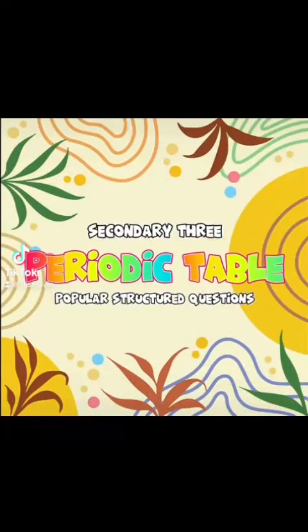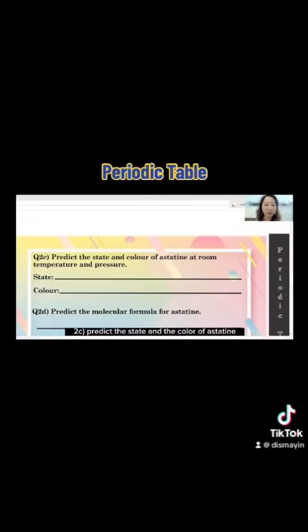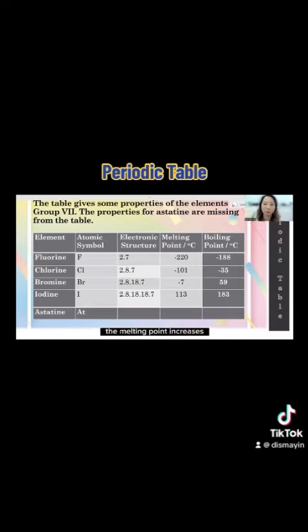Periodic table. To see, predict the state and the color of astatine at room temperature and pressure. Now, what you need to understand here is as we move down, the melting point increases. So as long as room temperature and pressure is below the melting point, most certainly the element will be in solid state at RTP, right?